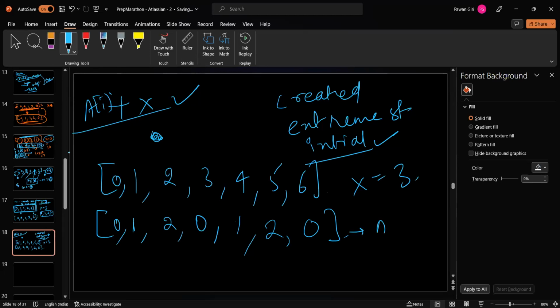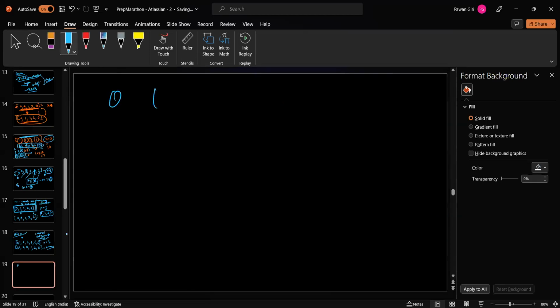Now you have an array like this: 0, 1, 2, 0, 1, 2, 0. So let me write it here: 0, 1, 2, 0, 1, 2, 0. So this is your array.